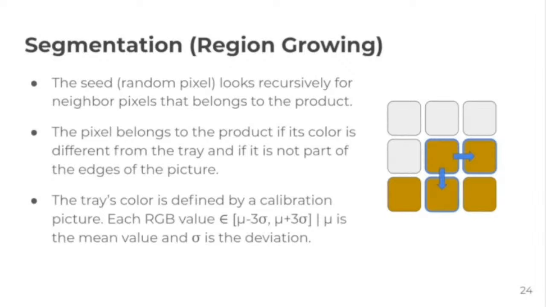In this algorithm, we choose a seed that is picked randomly, and this seed looks recursively for neighboring pixels that belong to the product. We realized that shadows and over-illuminated spots could hinder the segmentation. Therefore, we applied a normalization to remove these effects.